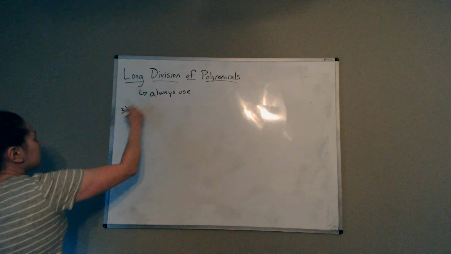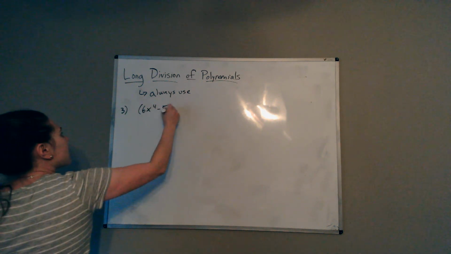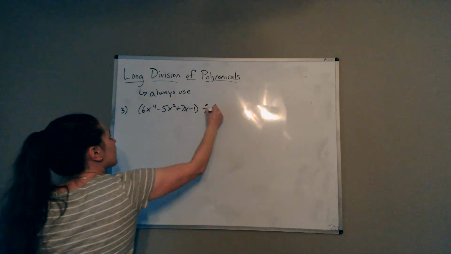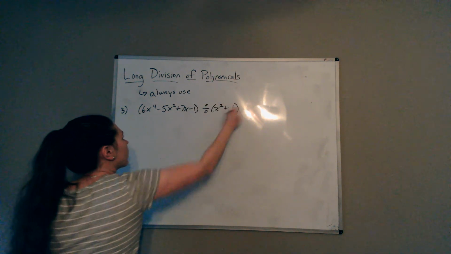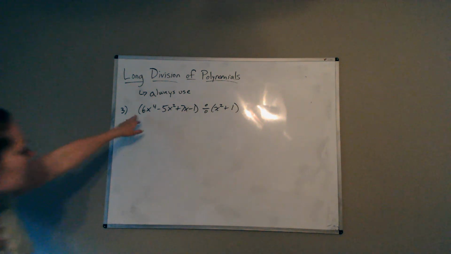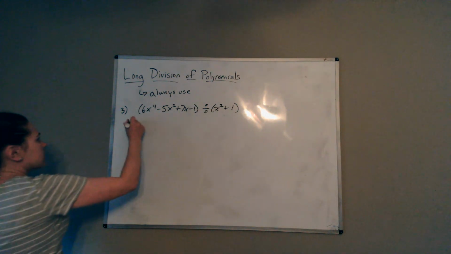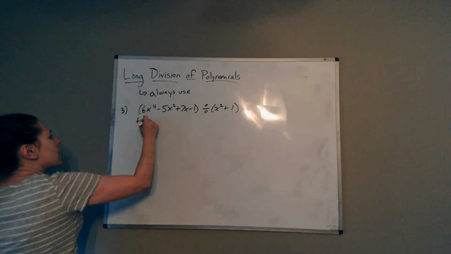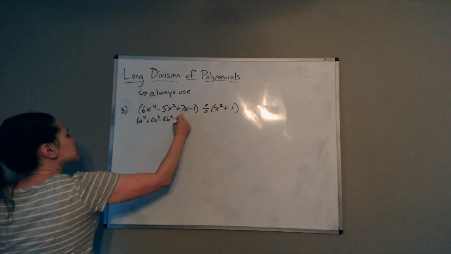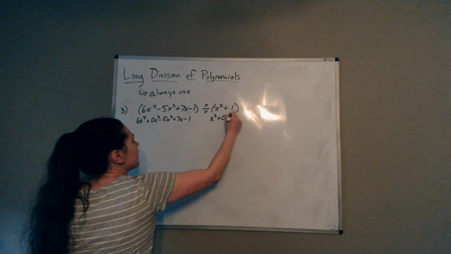Number 3, let's do 6x to the 4th minus 5x squared plus 7x minus 1 divided by x squared plus 1. If you notice, it's in standard form but missing placeholders, so I'm going to put my placeholders in. So this is 6x to the 4th plus 0x to the 3rd minus 5x squared plus 7x minus 1, divided by x squared plus 0x plus 1.